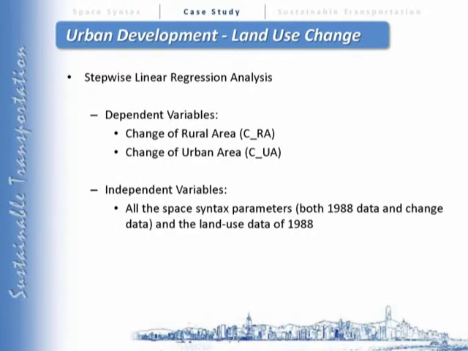Stepwise linear regression is applied to construct a model examining components 1 and 2, as these 2 types of changes reflect the major elements of urban development. 2 regression models are built with these 2 components being the dependent variables, and all the spatial test parameters and the land use data of 1988 are imported to the model as independent variables.